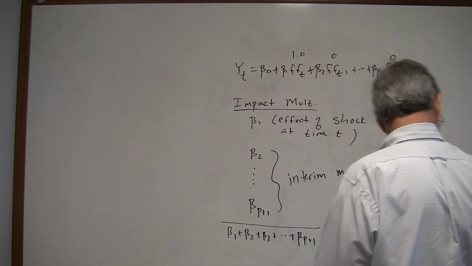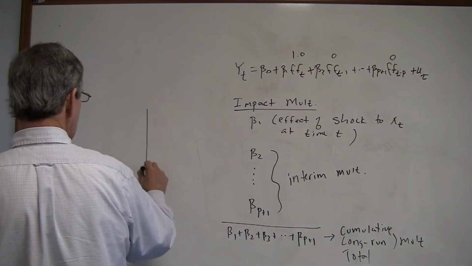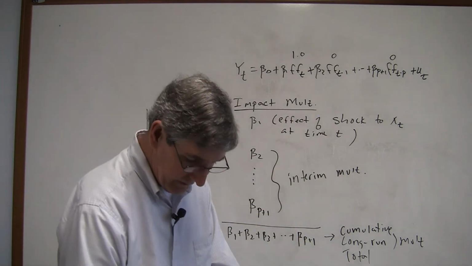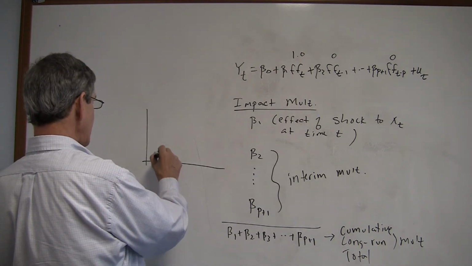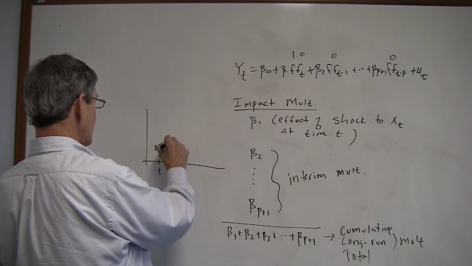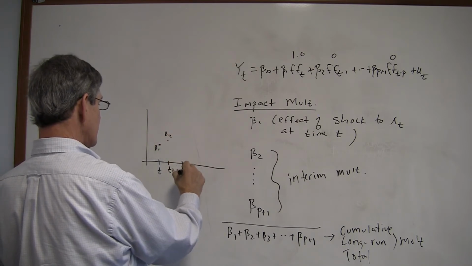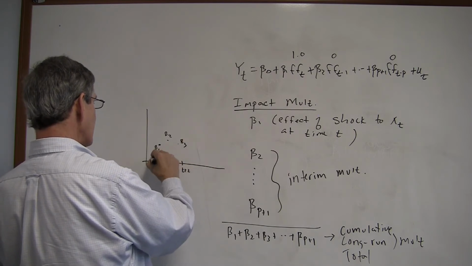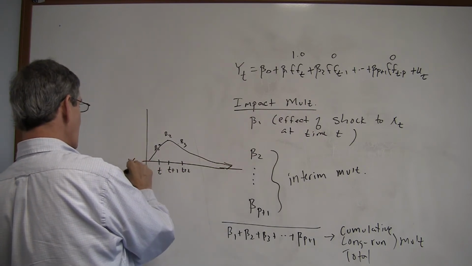The other thing you can do is you can graph these. So if I want to know how y changes after a shock, I can just graph these coefficients. At time t, the effect would be beta 1. At t plus 1, the effect would be beta 2, and so on. At t plus 2, the effect is beta 3. And then you can just plot what this looks like over time, where this is y bar.